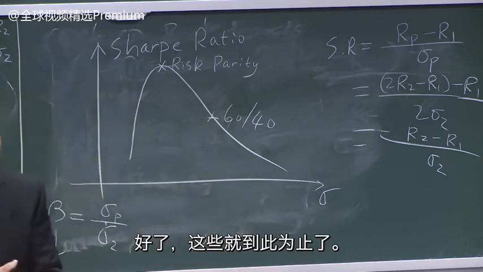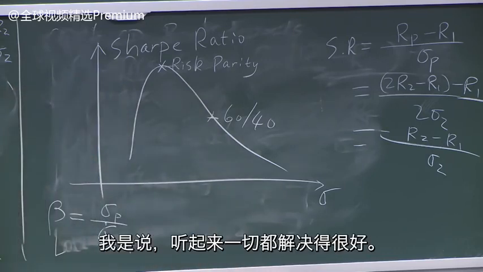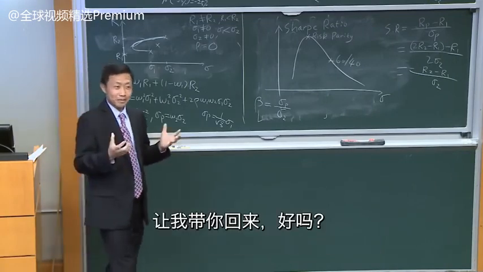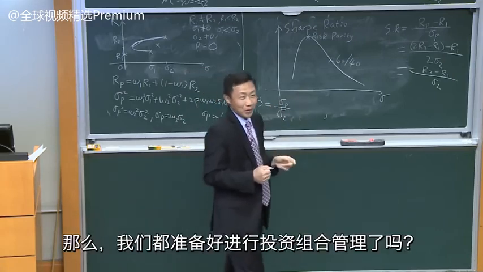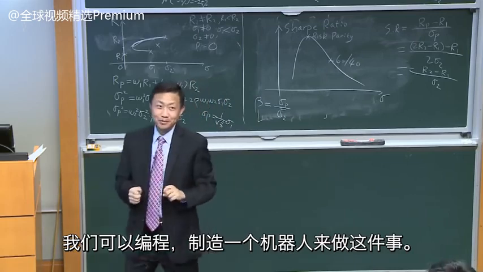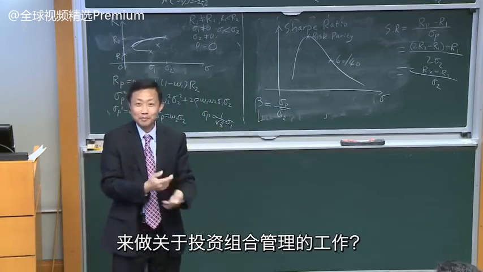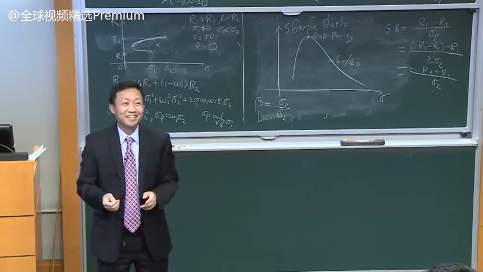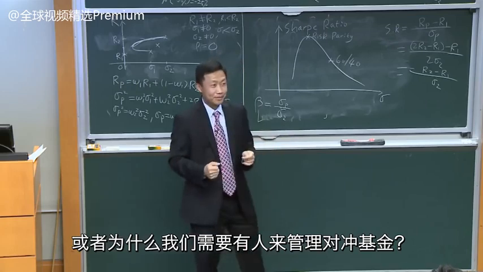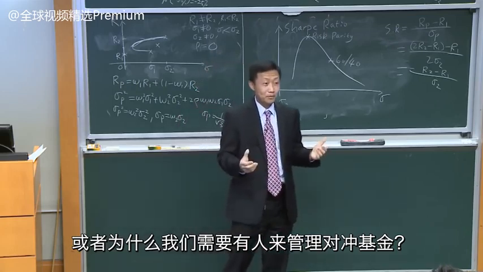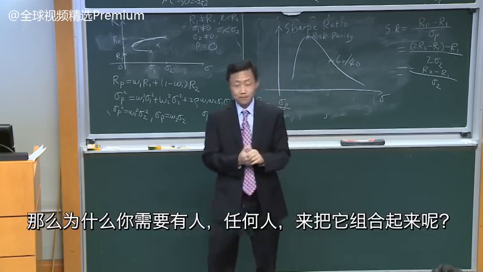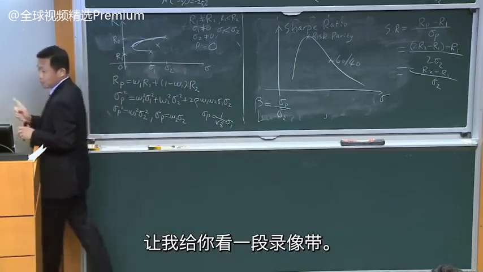All right. So much for all these. It sounds like everything is nicely solved. So coming back to the real world, are we all set for portfolio management? We could program a robot to do this. Why do we need all these people working on portfolio management? Or why do we need anybody to manage a hedge fund? You can just give money, right? So why do you need anybody to put it together? Before I answer this question, let me show you a video.